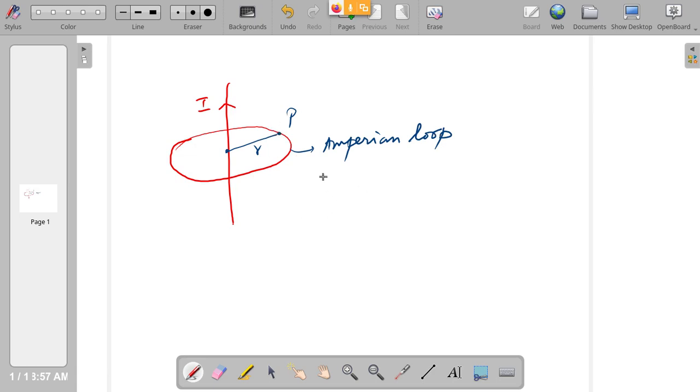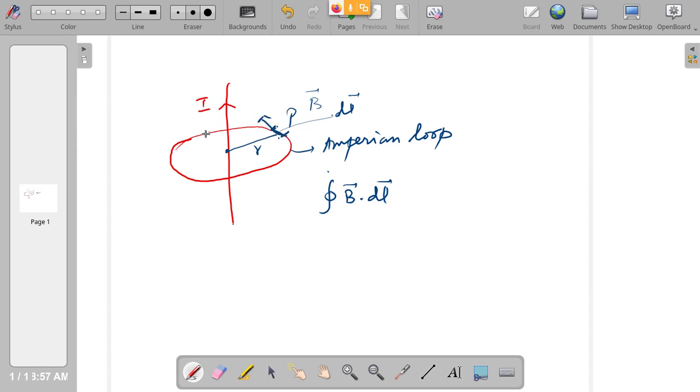Now I want a magnetic field at this point P. So Ampere law tells me that you have to integrate the dot product of magnetic field and the small length. Over the entire loop you will get the entire length. So integration is done between B dot dl. dl is the small length. Direction of dl is the same as the direction of the magnetic field B. Why? Because B is tangential to the circle.